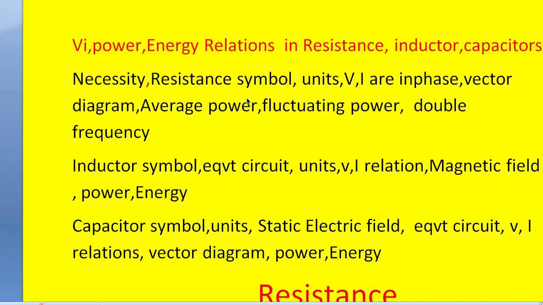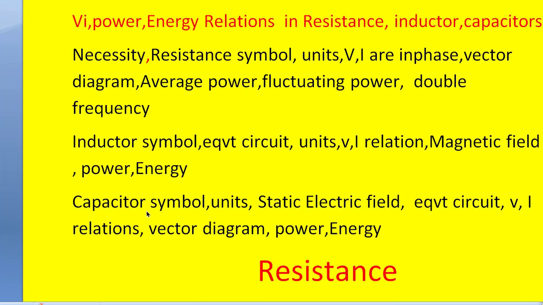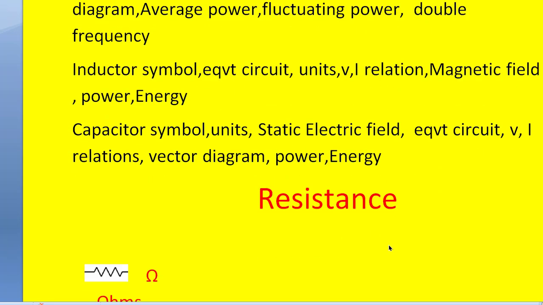So here we discuss resistance: symbol, units, VI characteristic, VI relations, vector diagram, average power, fluctuating power, double frequency. Similarly, inductance: symbol, equivalent circuit, units, VI relations, magnetic field, power, energy. Capacitor: symbol, units, static electric field, equivalent circuit, VI relations, vector diagram, power and energy.